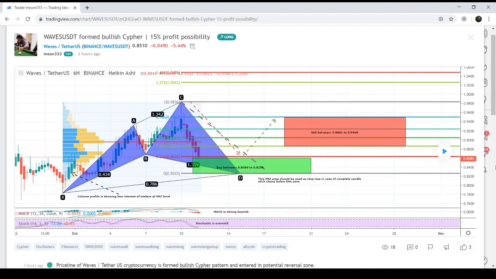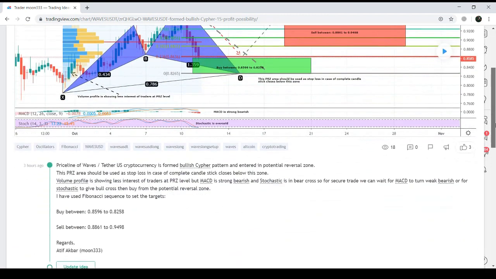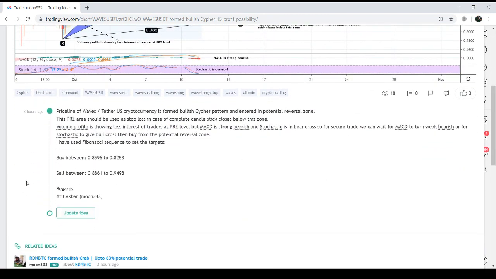And our next trade is Waves US dollar. On this chart, you can see the price action has completed the formation of a bullish cipher pattern and entered this potential reversal zone. This trade has the potential to give up to 15% profit. And these are the targets you can see in the chart description.